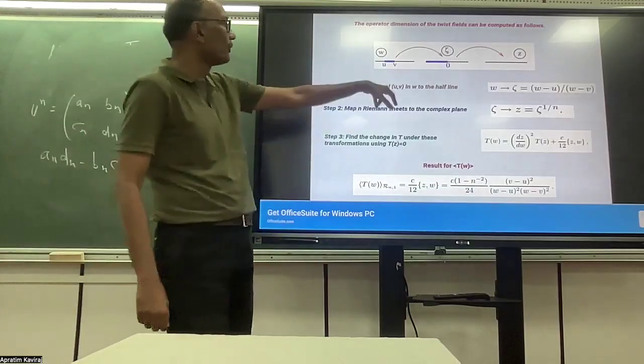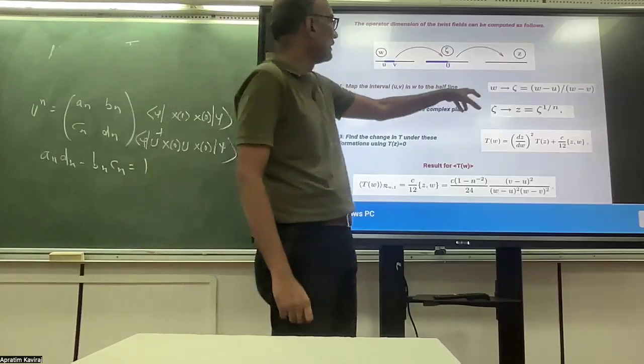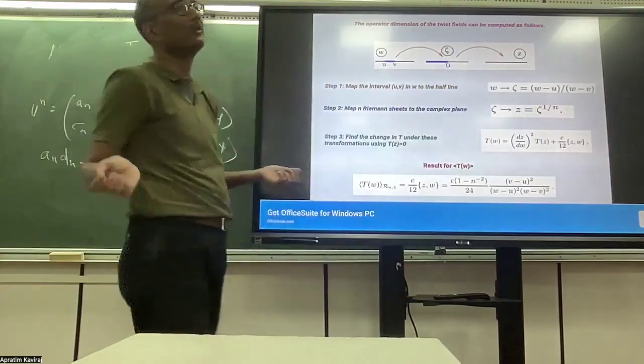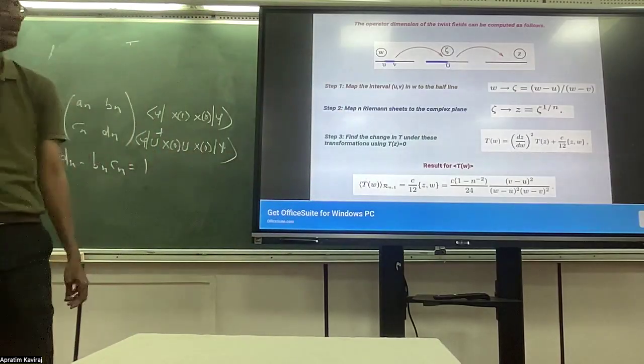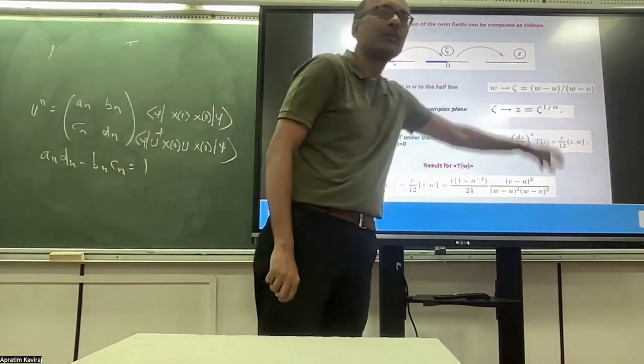So step one is to have this interval uv, which is my subsystem. And then you map it to the half line by this transformation. So one point goes to 0 and the other goes to infinity. So it's really the half line. And then you map these n Riemann sheets to the complex plane by this transformation.